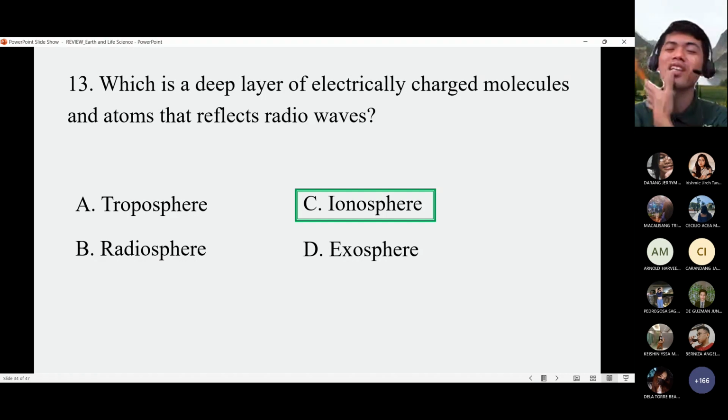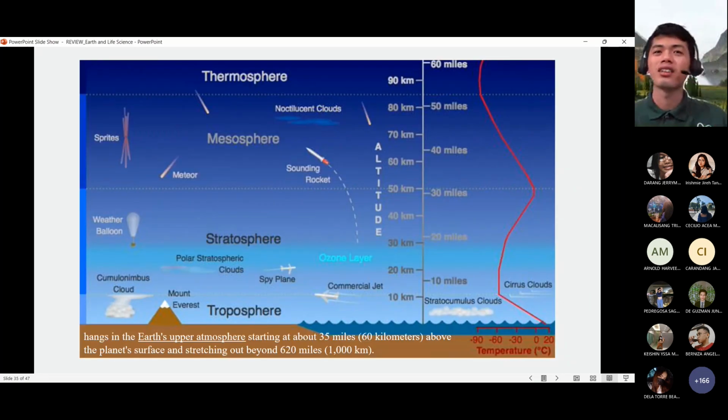Okay, 'pag nagbabasa kayo ng tanong, hanap kayo ng clue words, okay? Which is a deep layer of electrically charged. 'Di ba 'pag ions, okay? Ions, okay, whether it's positive or negative, okay? Electrically charged molecules and atoms that reflect radio waves, that's ionosphere. Okay, wala namang radiosphere, okay? Troposphere, okay, the first part of the atmosphere, the lower part, the exosphere, the last part of the atmosphere. Now, take note that there are several layers of atmosphere wherein yung ionosphere natin matatagpuan po yan sa mesosphere and thermosphere natin.